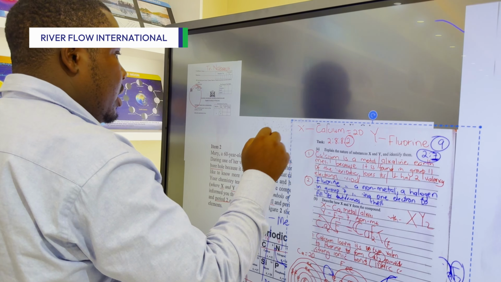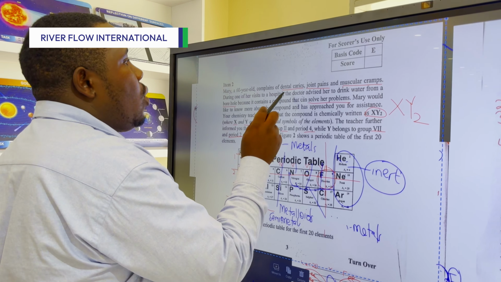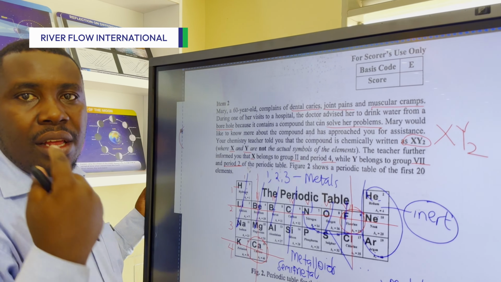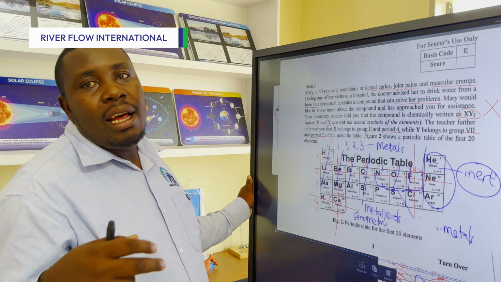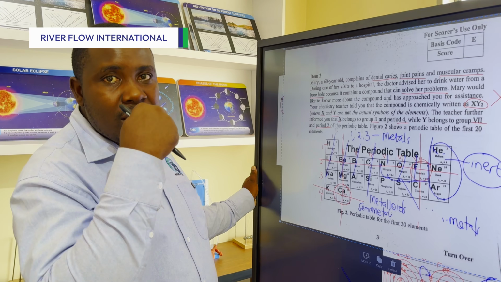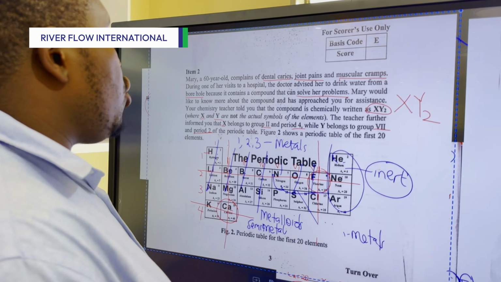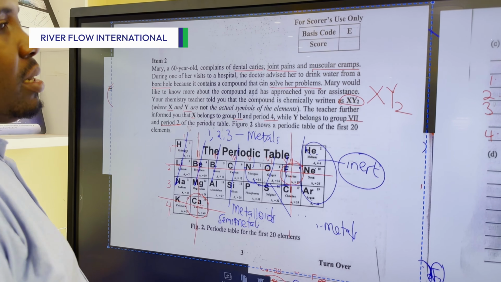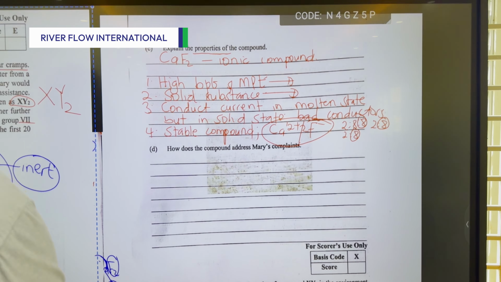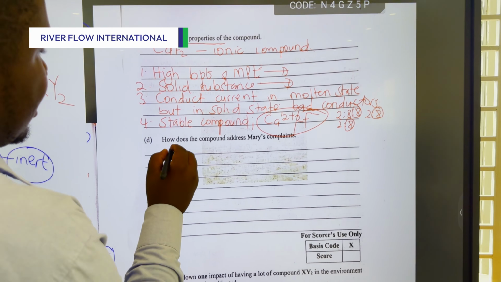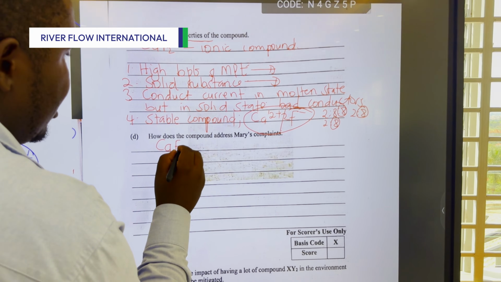What were the challenges of Mary? Let's look at them. One, dental caries. Dental caries just simply means dental decay. You have some holes in the teeth. Then you have joint pains. She also had masseter cramps. And now, after understanding the component, we have realized that the component is basically calcium fluoride.